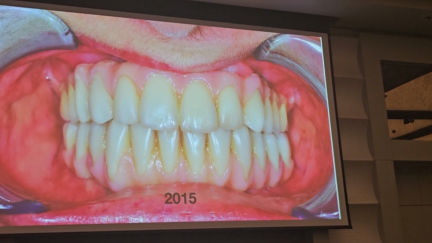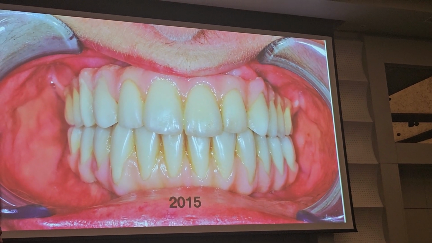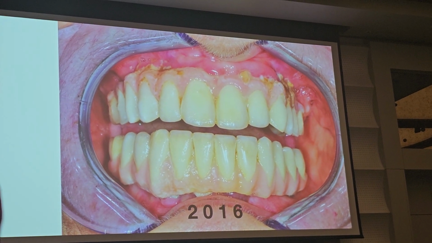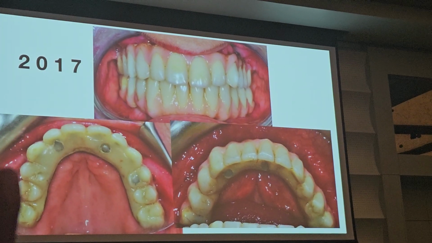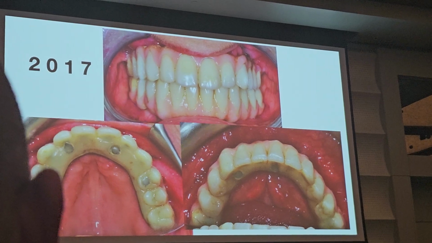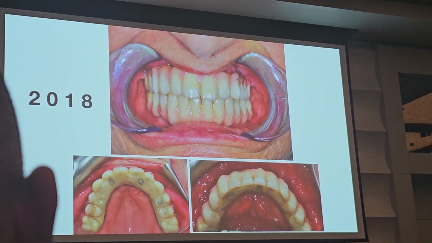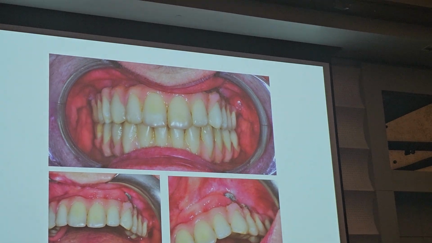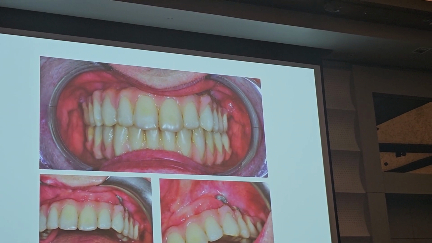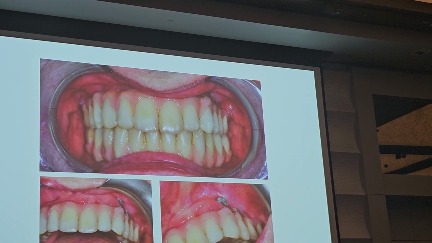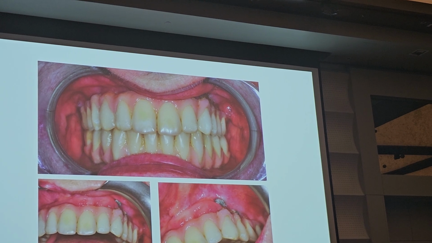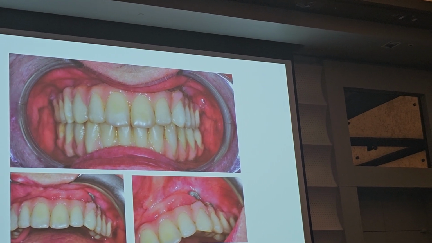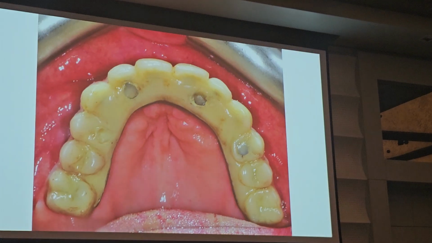But one year later, look at the composite, it starts to change. 2016, change. 2017, 2018, 2019. Look what is happening at the zygoma, okay? They are starting to expose because they are completely extra-sinusal. They are inside there. And this is one of the drawbacks of the zygoma implants.